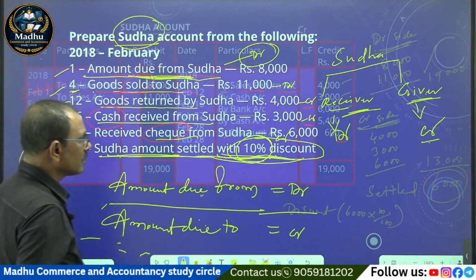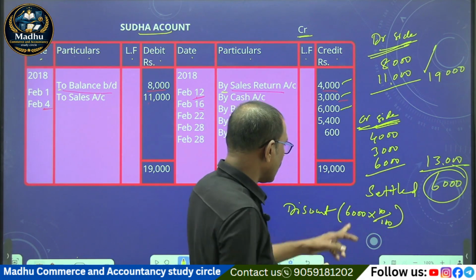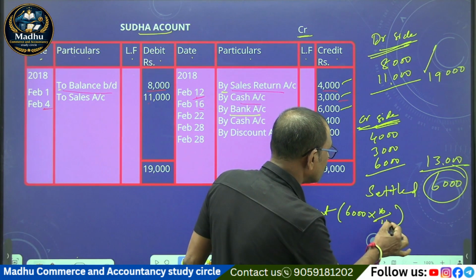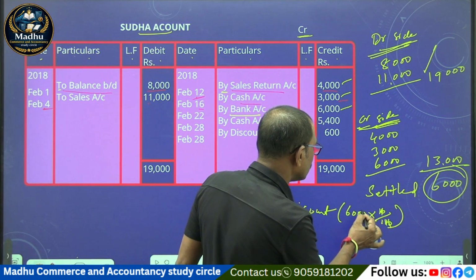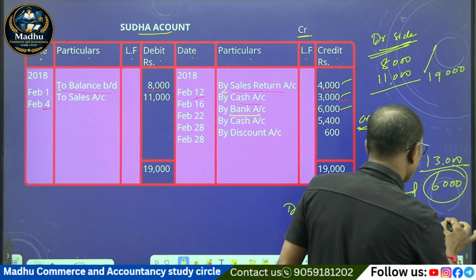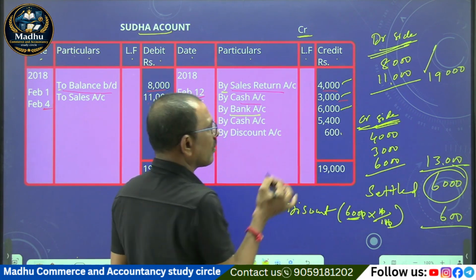You see here, on the remaining balance, on the amount that is left, we have to calculate the discount. 10% means 10 by 100. 10 by 100, cancel the 0, cancel this 0. So what is the amount here? Discount 600 rupees. That discount amount 600 we recorded here.